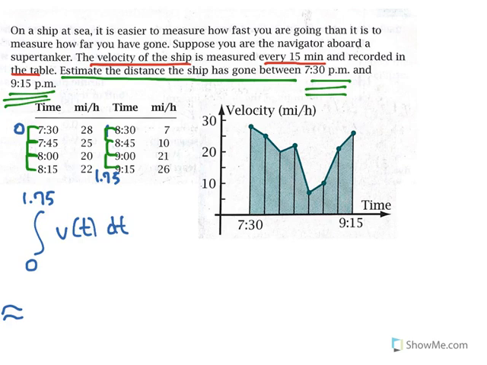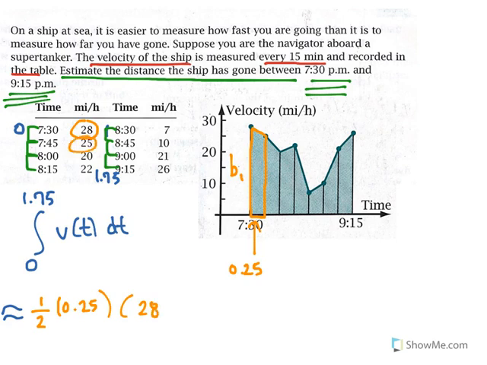And what you can do is find the area of each of these trapezoids. And we have a number of trapezoids. Each trapezoid will have a height of 0.25 hours, 1/4 of an hour. And what is the formula for the area of a trapezoid? 1/2 times the height times the sum of the lengths of the two bases. And of course, for the first trapezoid that I highlighted in gold, the length of base 1 would be 28 miles per hour, and the length of base 2 would be 25 miles per hour.